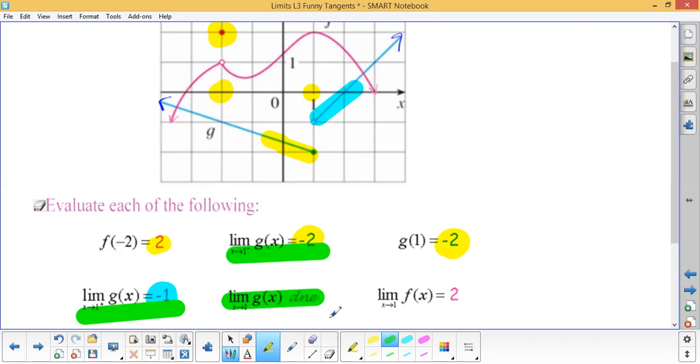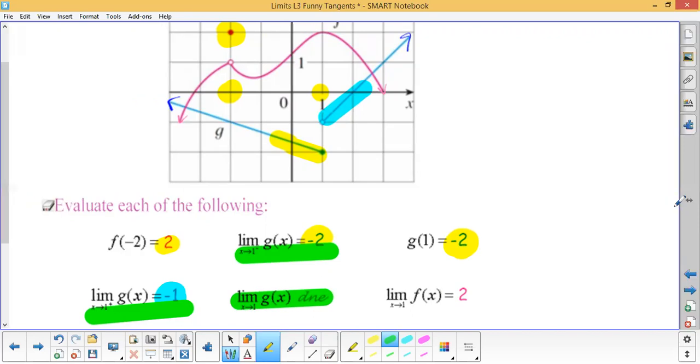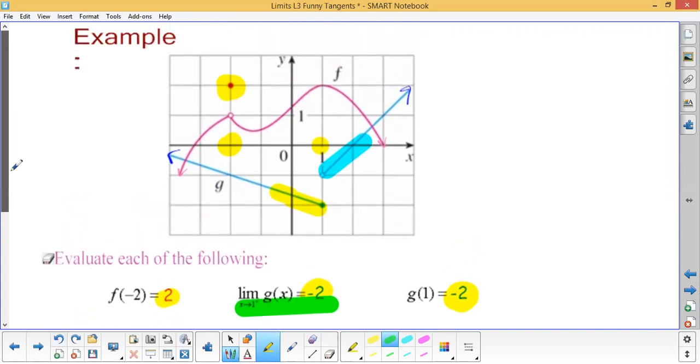But we can say that as the limit as x approaches 1 of f of x, and we're just going to go up quickly. Oh, didn't want to do that. Okay, we're going to go up quickly.